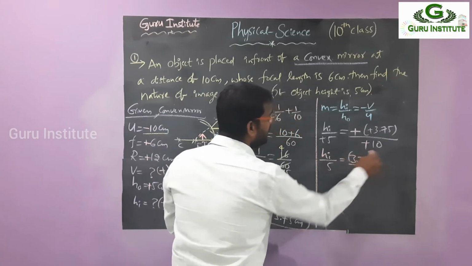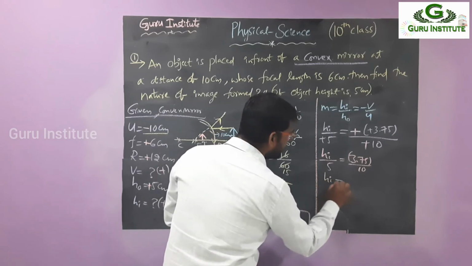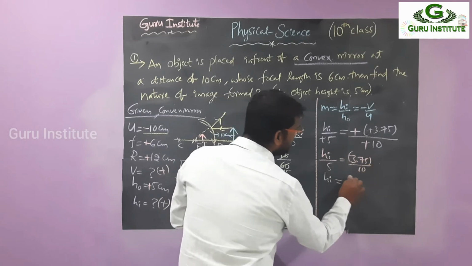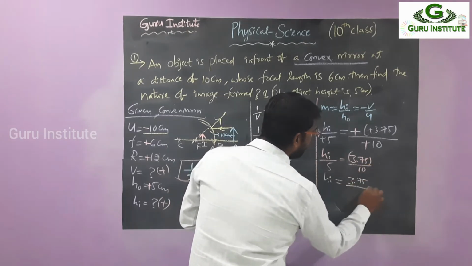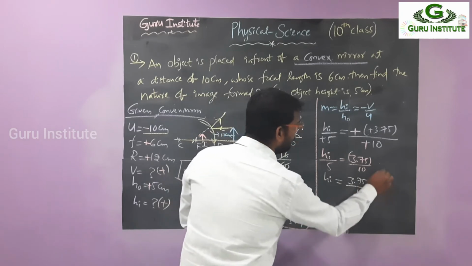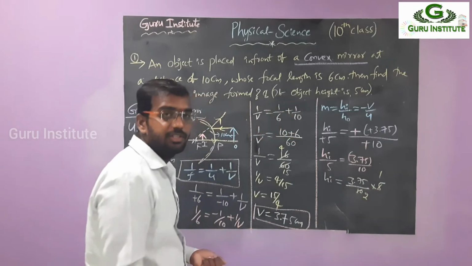Okay, right. This 5 is coming to there. What will happen? Simply hi by hi is equal to 5 coming to here. This is the denominator coming to here, multiplication. Okay. So 3.75 by 10 into 5. Then simply 5 1 ja, 5 2 ja. So 3.75 by 2.